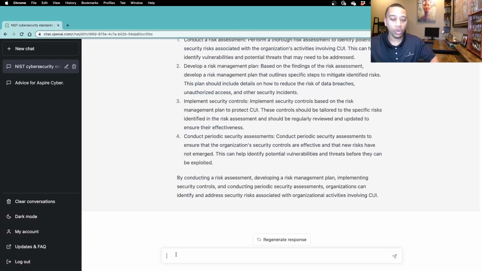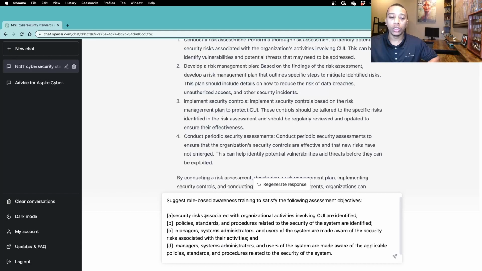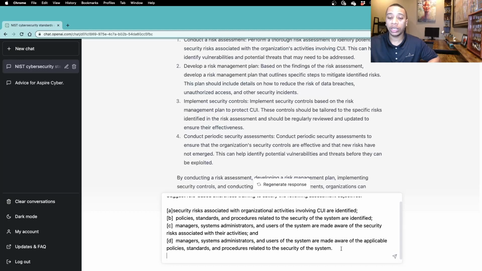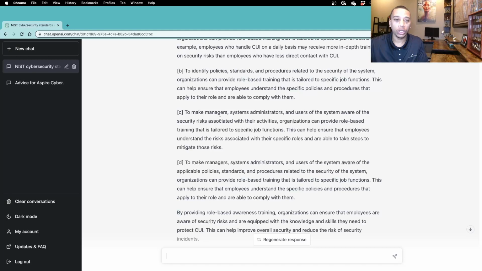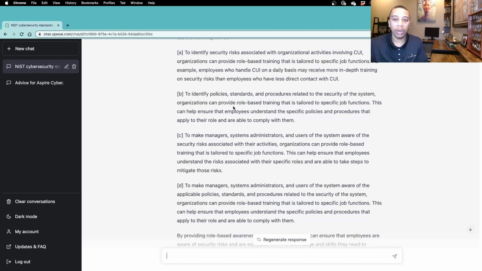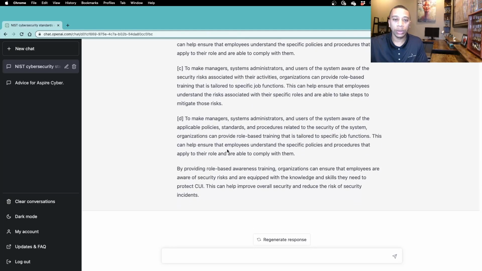I'm going to enter a new prompt asking ChatGPT to suggest role-based awareness training to satisfy the following assessment objectives. And I copy all of the assessment objectives from the practice for AT.L2-3.2.1. Let's see what we get now. It's giving me specific guidance on what to incorporate into my role-based awareness training to satisfy not only the practice, but the assessment objectives. So it's mentioning training for managers, ensuring we have the policies and procedures and specific job functions identified and tailored. Have those managers, system administrators, and users identified, and training for each of those groups.